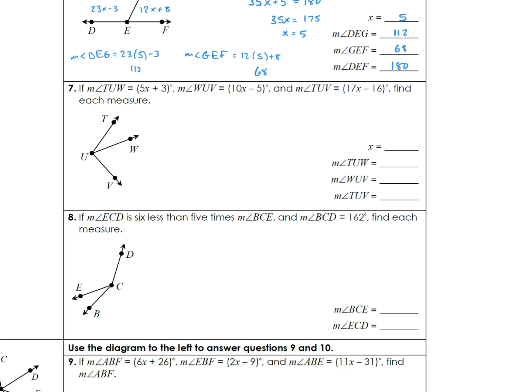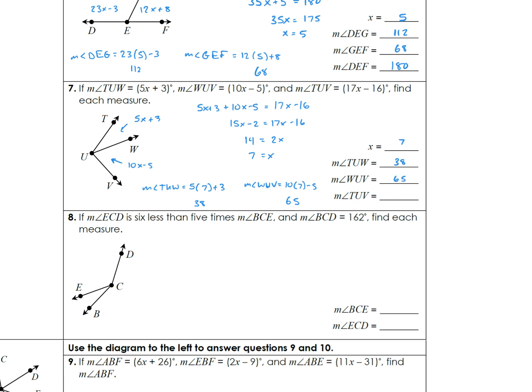All right, try number 7 on your own. When the video plays again, you'll see the answer. So when you solve, you get that x equals 7, and when you plug in, you get the measure of TUW is 38, the measure of WUV is 65, and then when you add those two together to get the big angle, you get a 103. Please, please, please remember to show your plug-in steps as you are doing your work.